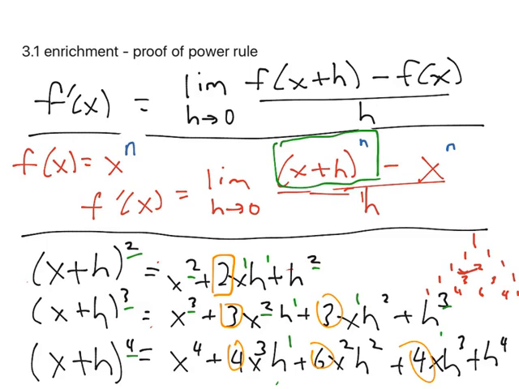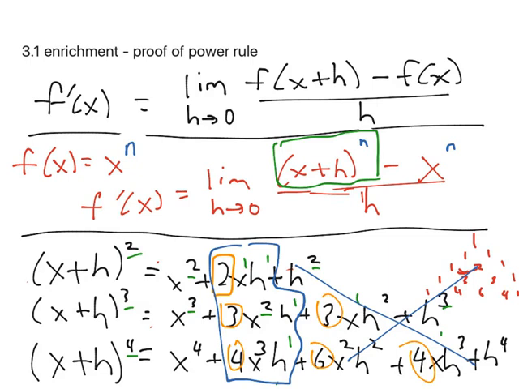But really, remember from our proof, the only term that really matters is the second term. The first term, the x to the n term, will cancel out, and the rest of the terms go away. They will go to 0 as h goes to 0. So none of the other terms matter. Look at what happens. In (x + h) squared, the coefficient of the second term is 2. In (x + h) to the third power, the coefficient of the second term is 3. In (x + h) to the fourth, the coefficient of the second term is 4.